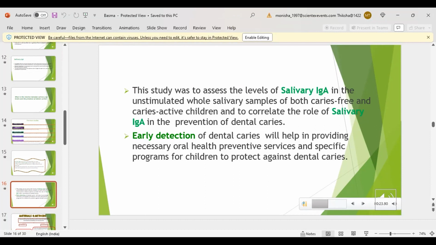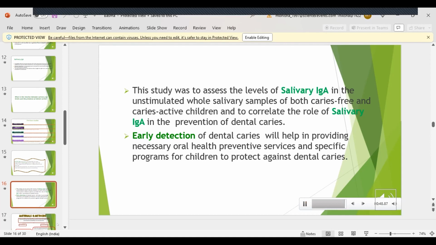Early detection of dental caries will help in providing necessary oral health preventive service and specific programs for children to protect against dental caries. So we need to know exactly which idea to follow, although you will see at the end of the day, each one has their opinion in this case.